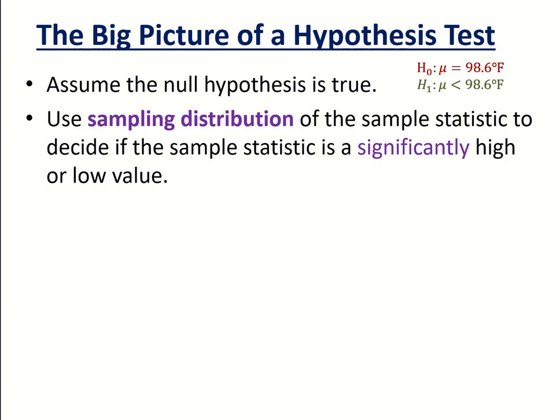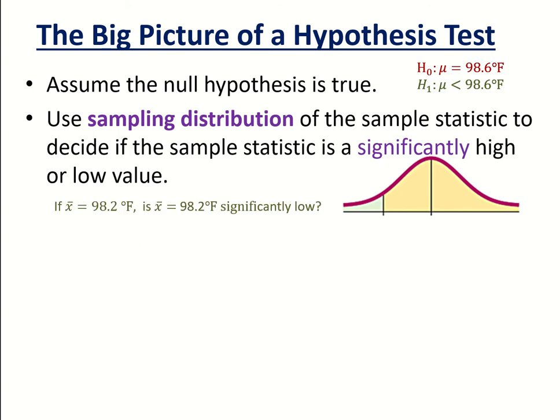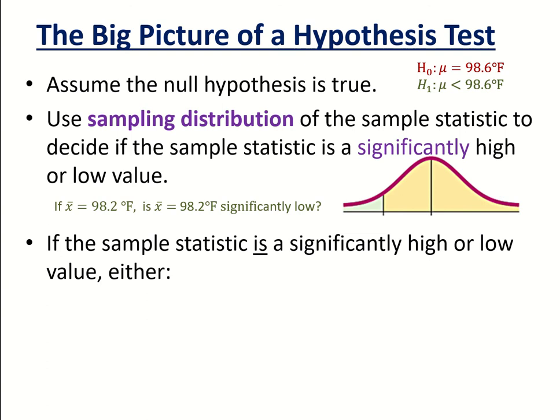Okay, take our example. Since we're trying to examine the population mean, the sampling distribution is a bell curve distribution like this, right? So for example, if I have a sample, the sample mean is 98.2 degrees Fahrenheit. I want to decide if this 98.2 is, I know it's low, it's lower than the mean, but I want to know, is it significantly low? All right, so if the sample is significantly high or significantly low, we will do calculation on it.